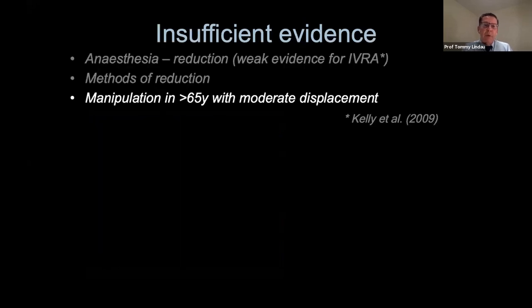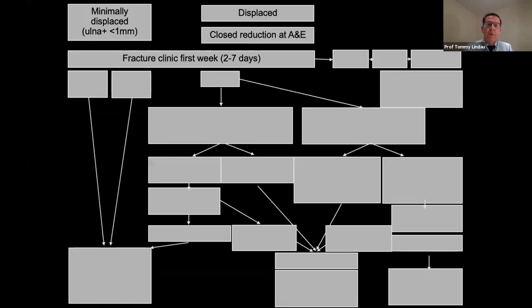It's also debatable whether manipulation in patients over 65 with moderate displacement has any merit, but again, insufficient evidence. So if you look at the fracture clinic in the first week and the patients have had either a closed reduction because of a displaced fracture, or they present with a minimally displaced fracture, which is an ulnar plus variance less than 1 millimeter.